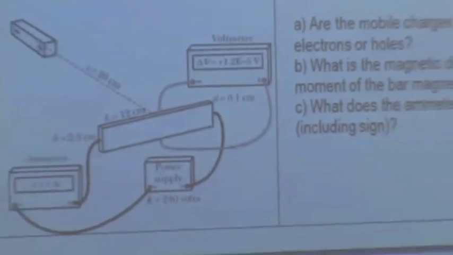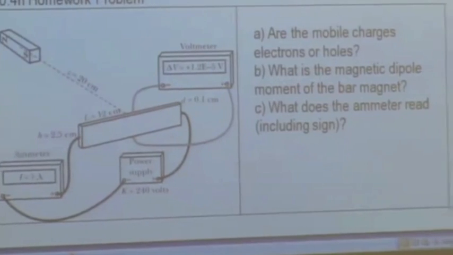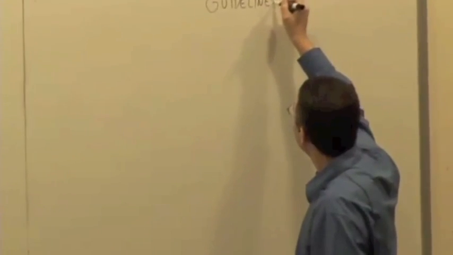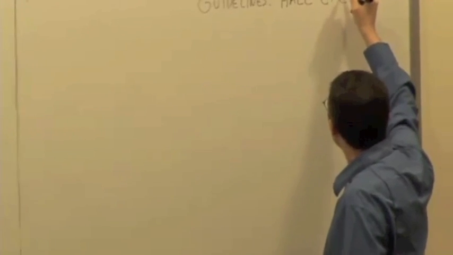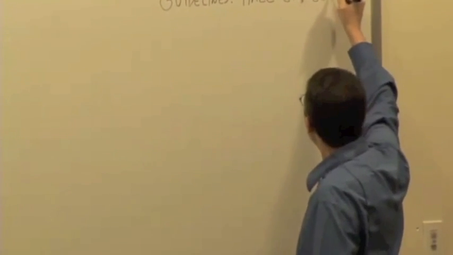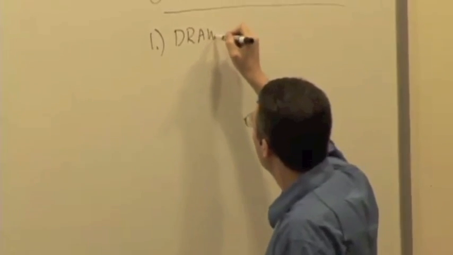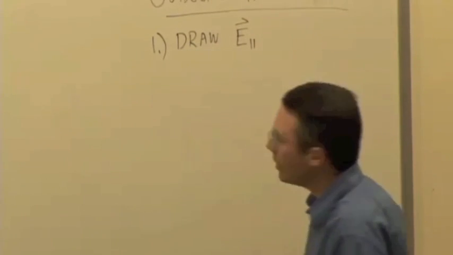There are a couple of different questions we can ask here. Are the mobile charges electrons or holes? We did that last time, but let's quickly run through it again. If we want to write down some guidelines or tips for dealing with the Hall effect, the first thing you want to do is draw the direction of the parallel electric field.